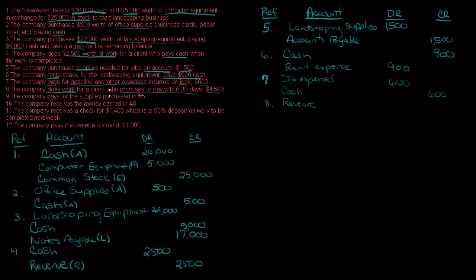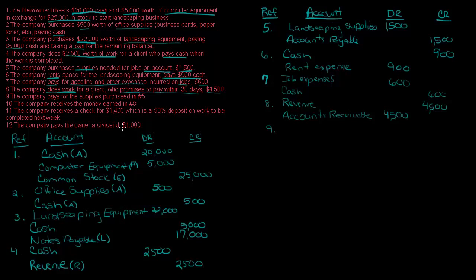So we do work for a client. The client promises to pay. So we did not receive cash. What do we call a promise to pay? Well, that's called accounts receivable. Okay, so we've got revenue. My revenue is increasing by $4,500. That's a credit. My asset, accounts receivable, is also going up $4,500. So that's my debit.